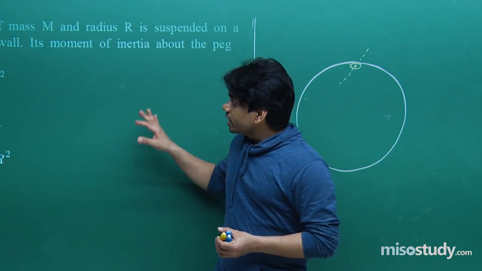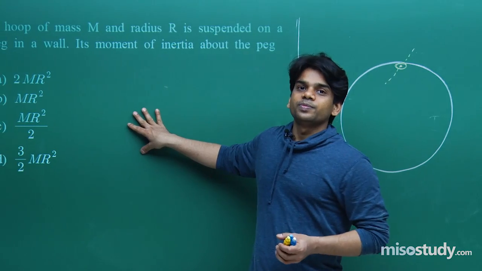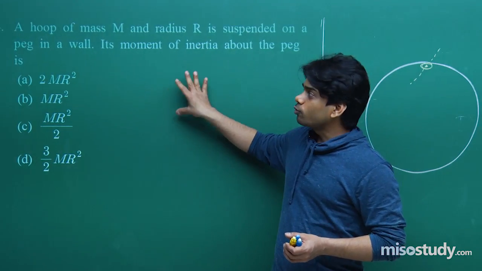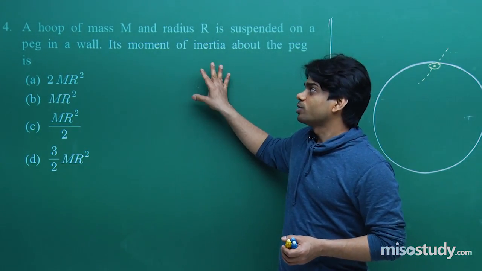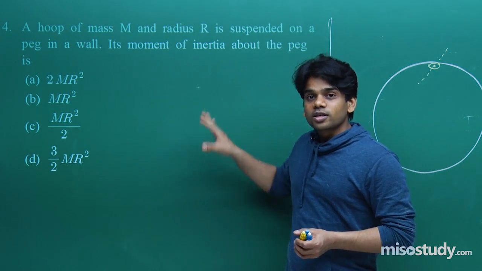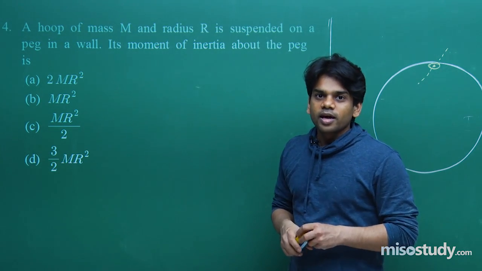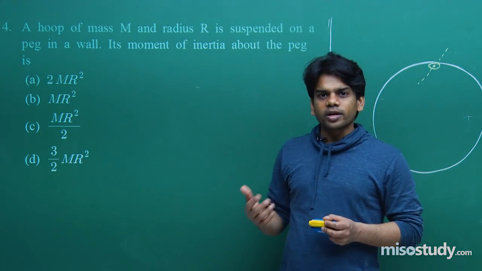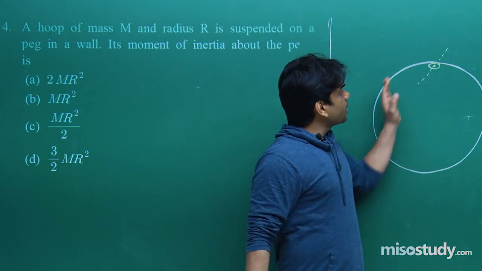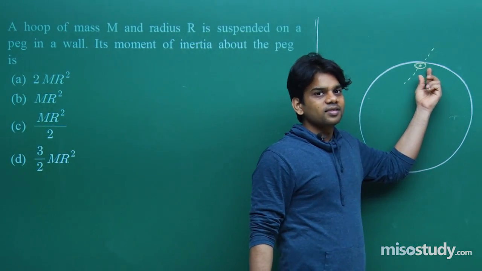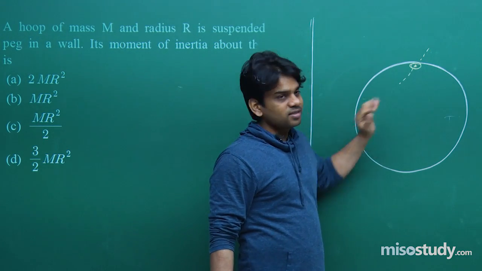You know what the examiner is seeking from you in this question. He is trying to confuse you about what you are going to apply, if you are not able to understand from this statement what the question is actually saying to us. It's a hoop. First of all, a hoop is a circular ring, let me tell you all, suspended from a peg in this way. This will be treated as an axis.